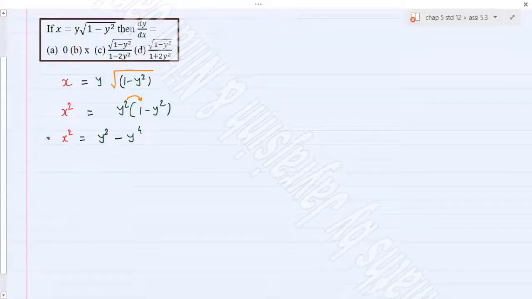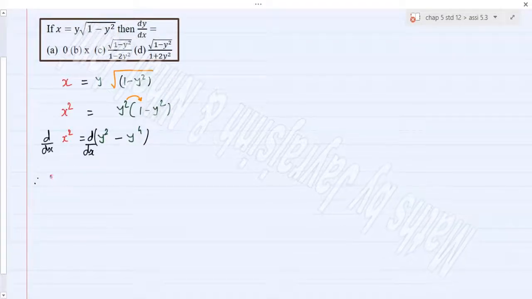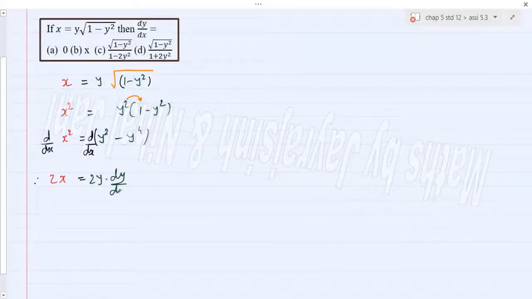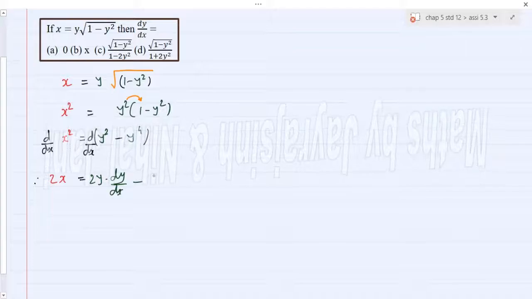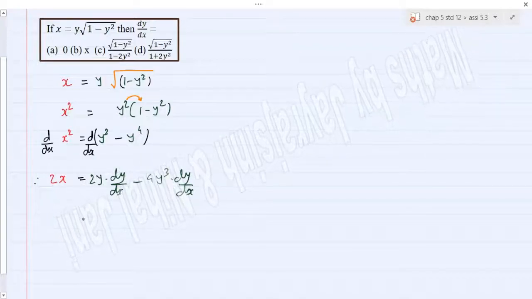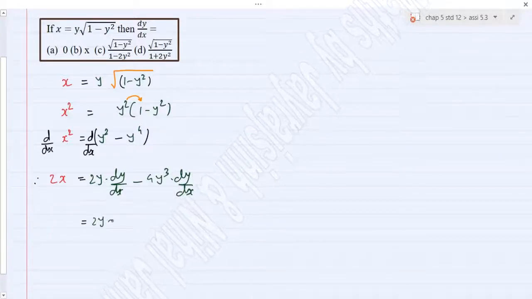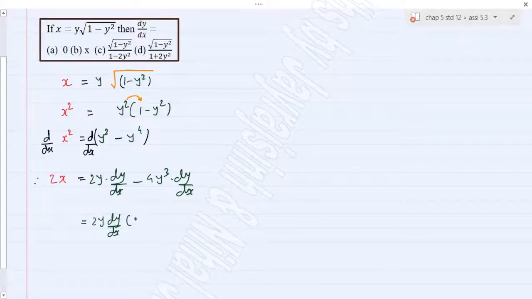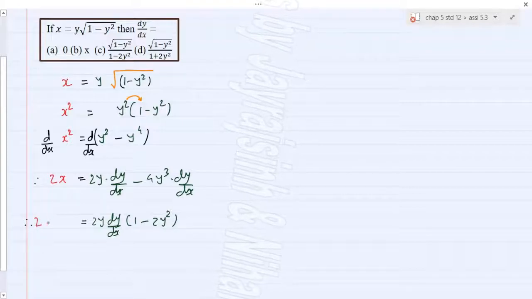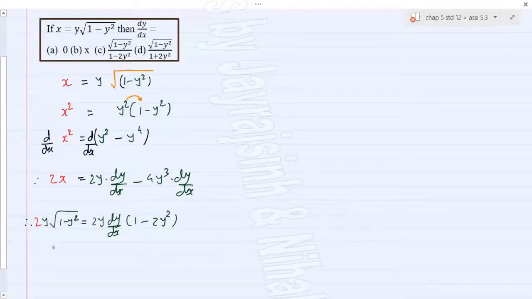Now let's differentiate both the sides with respect to x. So differentiation of x square will be 2x and differentiation of y square will be 2y dy by dx minus differentiation of y raised to 4 will be 4y cube dy by dx. So we can take 2y dy by dx common from the right hand side. So we will get (1 minus 2y square). On the left hand side we have 2, and substitute the value of x, which is y under root of 1 minus y square.